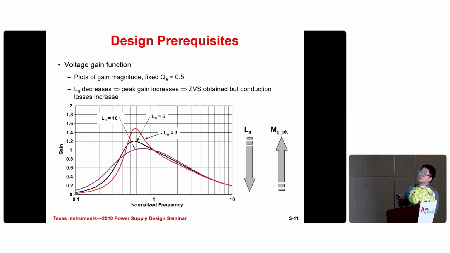In the second gain plot, we fixed the QE and adjust the LN. When the LN decreases, the peak gain will go high, right? The peak gain will go high. We should realize that if we want to achieve this, we want a small LN, right? But a small LN will lead to a large conduction loss.